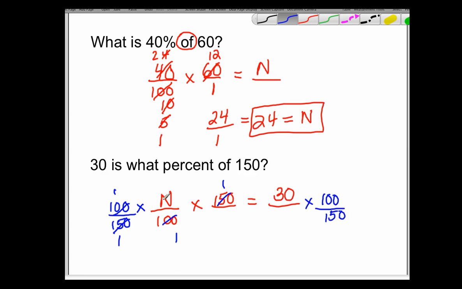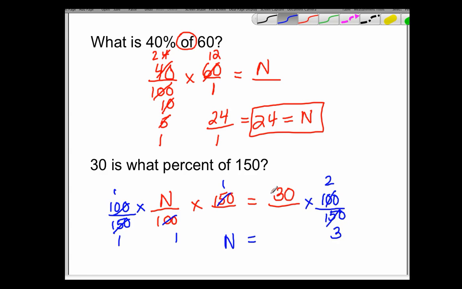So 1 times n is n. n divided by 1 is n. Times 1 is n. So n is by itself. And now, let's see if we can simplify 100 150ths. Yes, we can. 50 goes into it 2 times, and 50 goes into 150 3 times. Can we simplify 2/3 anymore? No, because it's 1 away.